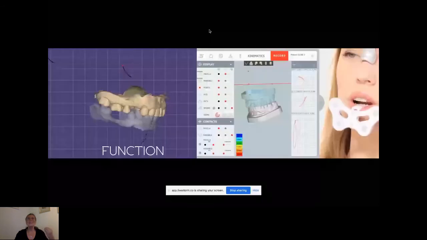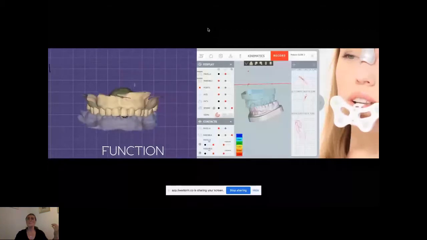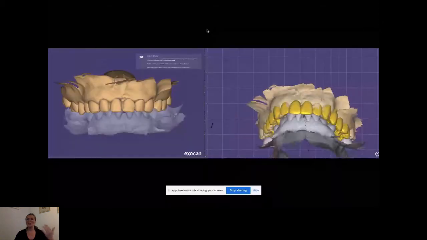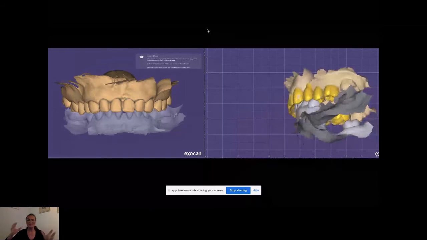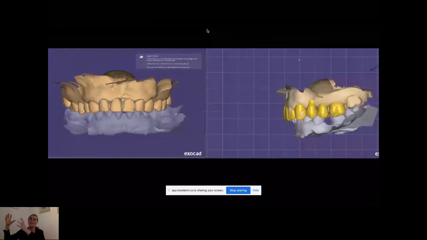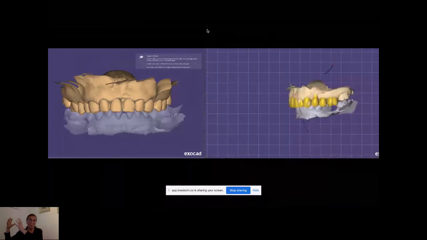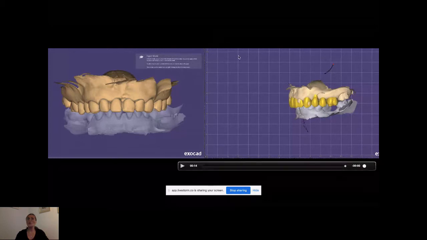The function was not possible to register before in a digital way and to implement it in the digital workflow. Now we can. We have technologies out there which are registering the movement of the jaw, which we can implement in the digital workflow, and we take this movement in the whole process of the planning of the implants and of the planning of the reconstruction. So we have all these parameters for the provisional and also for the final reconstruction.